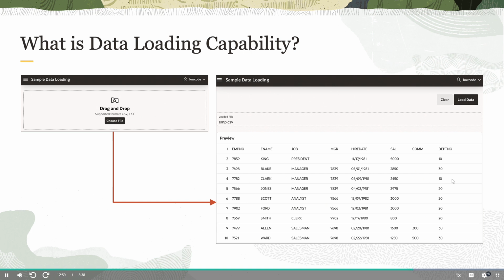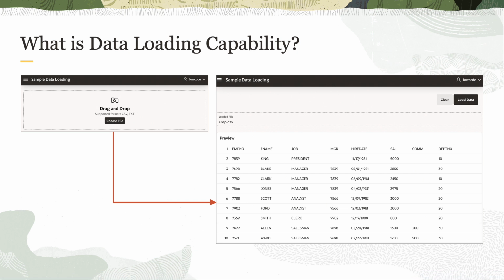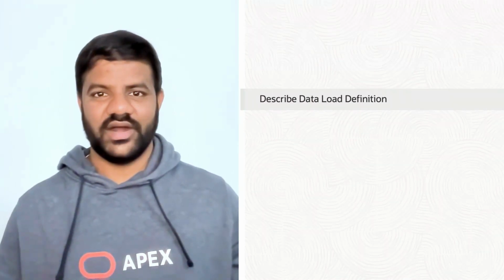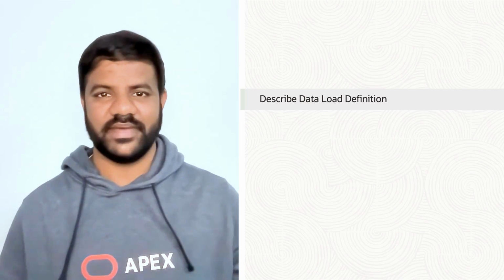For example, if you create a data load definition using a CSV sample file, only TXT or CSV file types can be uploaded from a page using the data load definition. Similarly, if you create a data load definition using an XLSX sample file, only XLSX file types can be uploaded from a page. The slide includes sample images in which the data load definition is created on the EMP table using the emp.csv file. In this lesson, you learned about data load definition and the data loading page.